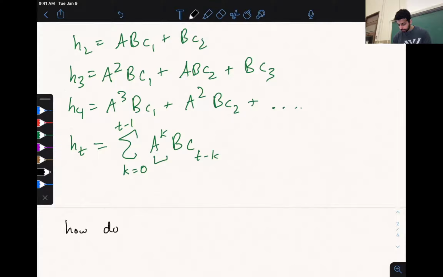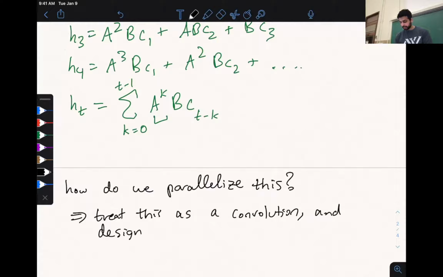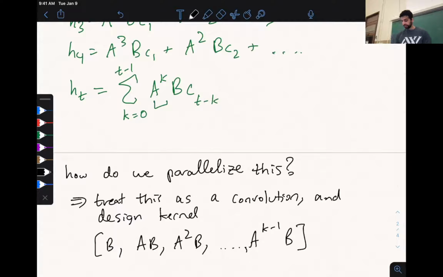So how do we parallelize this? We could treat this as a convolution and design our kernel, or filter, to include these matrices, right? It might be B, A squared, B, and so on, until some window size. And now we have all of these matrices. We can slide them over our token sequence and compute all of these hidden states using this method.